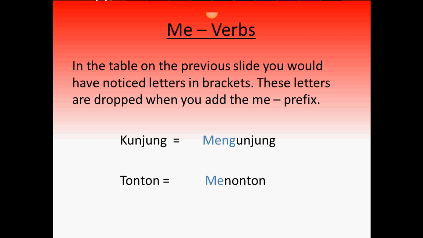Now, in Indonesian, when we add the meng prefix to a word starting with K, the K is dropped, and it becomes mengunjung. It just sounds smoother, rolls off the tongue a bit better, so that's why it's done. The second example here, tonton is our base word. It starts with a T. We know we have to use men, and again the T is dropped and it becomes menonton.